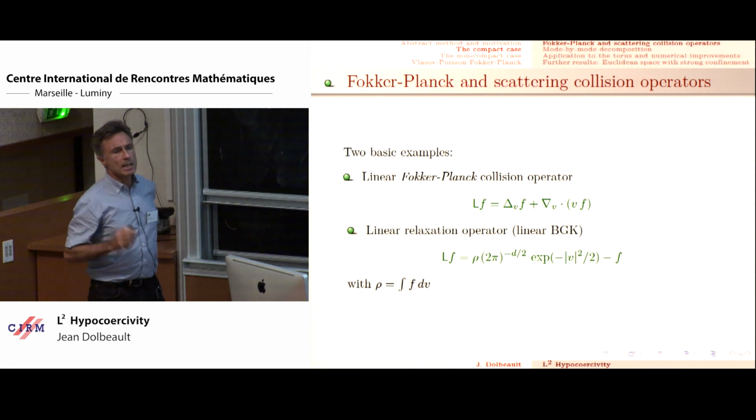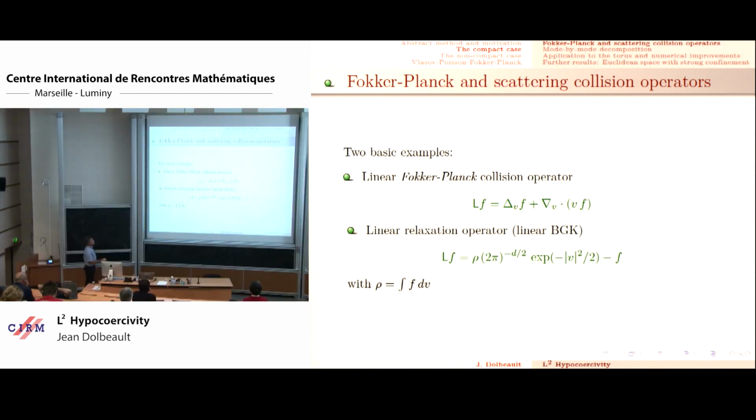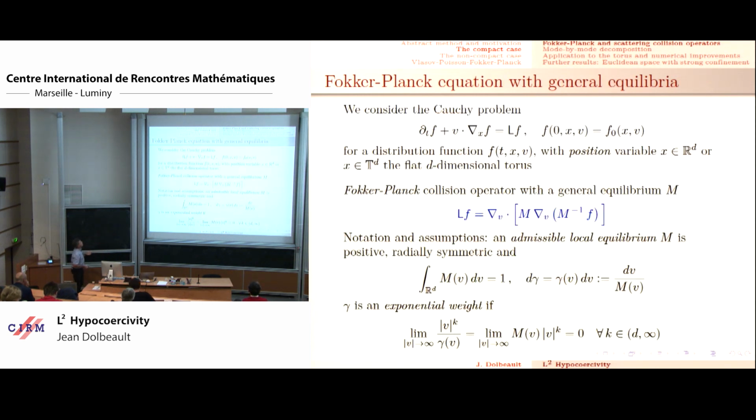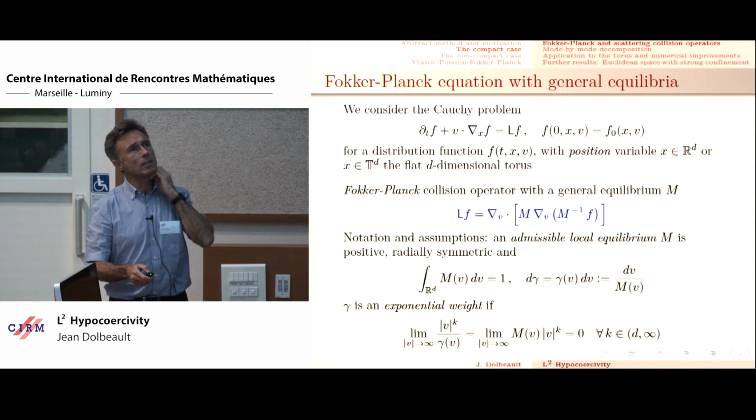And the two examples that you have to keep in mind are the linear Fokker-Planck operator, where you have Gaussian local equilibria, or the linear relaxation operator, again with Gaussian equilibria. So this is the linear BGK. These are the two examples on which you can test everything. Of course, you can do much better. So for instance, for Fokker-Planck, you can allow for non-Gaussian equilibria, which are here.